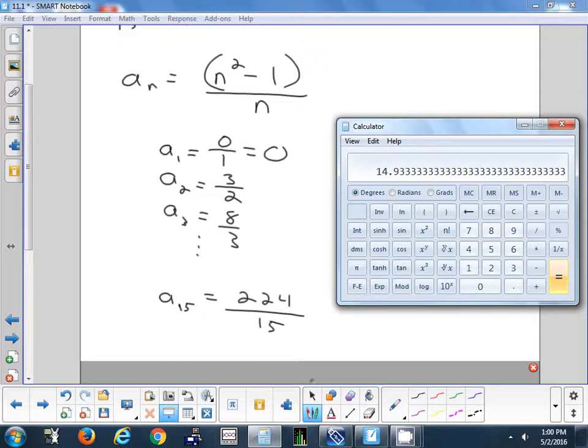Oh, it's getting closer to the denominator, and the denominator is the term you're looking for. So as you get higher and higher, like if we were to do the 200th term, I bet the answer would be very close to 200. It would be 200 squared minus 1 divided by 200. So it's approaching the term number.